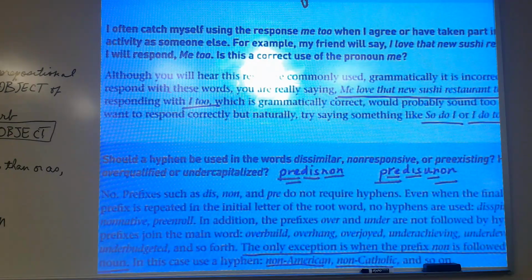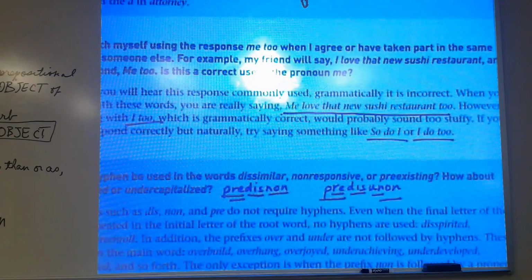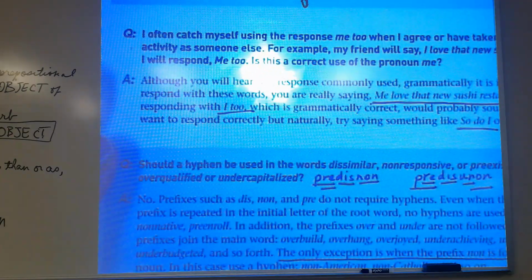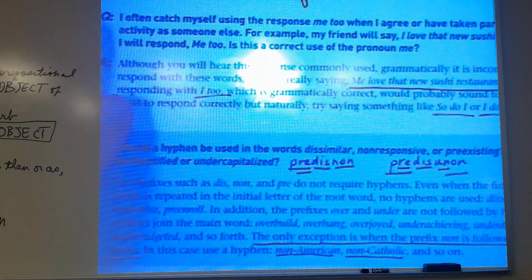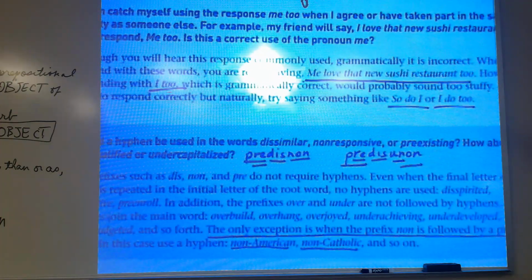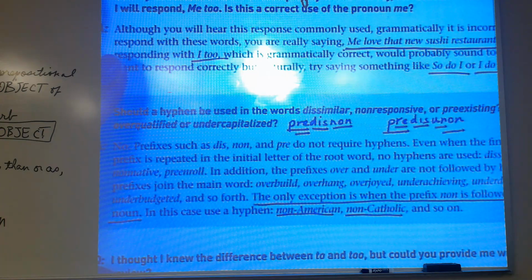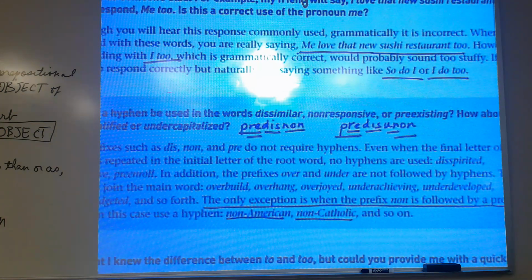I often catch myself using the response me too when I agree or to have taken part in something. Oh, I did this. Oh, me too. That's incorrect. It's I too. Okay. Yeah, that got your attention. Although you will hear the response commonly used, grammatically it is incorrect. When you respond with these words, you're really saying, me love that new sushi restaurant too. So I love that new sushi.